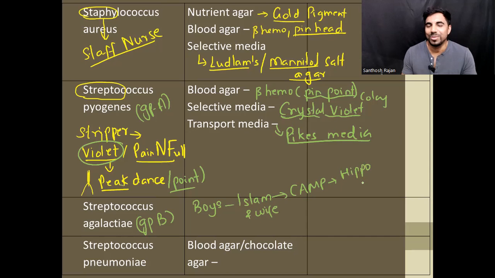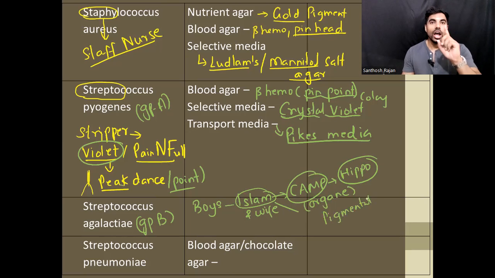Hippurate hydrolysis and camp positive. Plus one more thing: in Islam's media, he takes orange. That means in Islam media you have orange pigmentation. Don't forget.